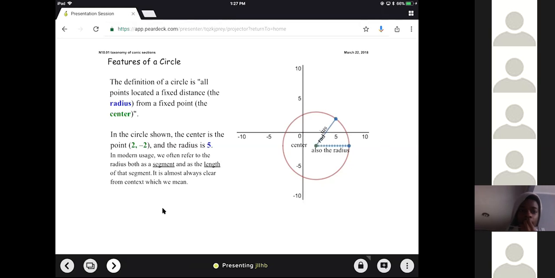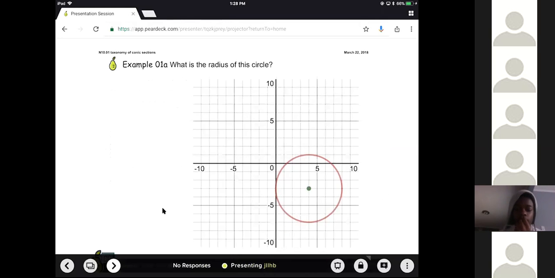All right, so we'll do our first quick Pear Deck, which is just: what is the radius of this circle? And let's make it fast-ish.